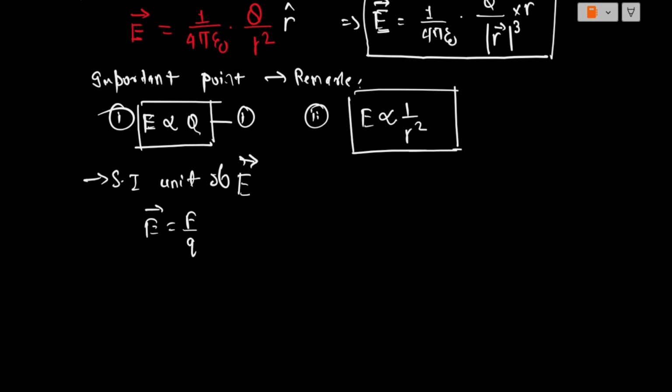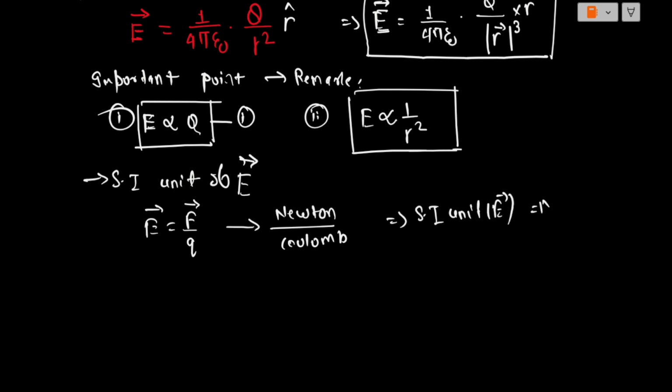Now the SI unit would be the SI unit of force, which is Newton, and the SI unit of charge, which is Coulomb. So the SI unit of electric field would be basically Newton over Coulomb. We can write this as Newton per Coulomb, or Newton Coulomb to the power minus 1.